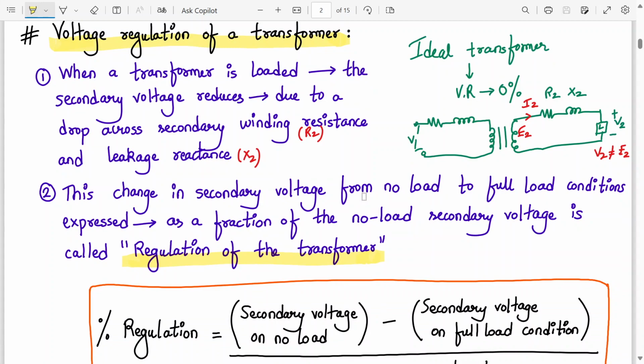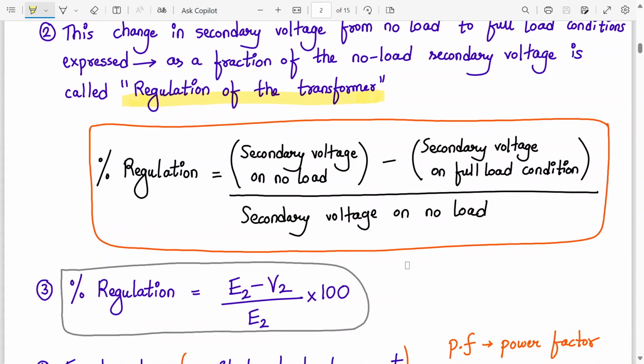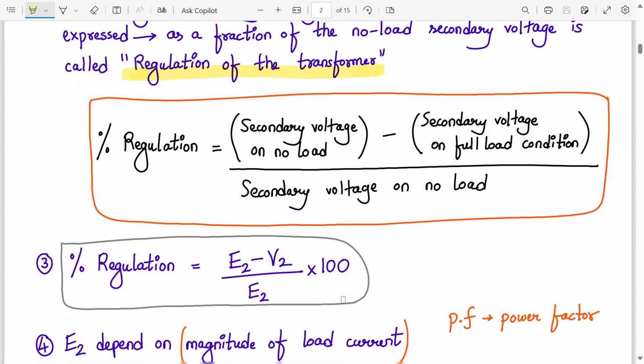This change in the secondary voltage from no load to full load condition, expressed as a fraction of the no load secondary voltage, is the regulation of the transformer. So write down this formula. Percentage regulation is the secondary voltage on no load minus the secondary voltage on full load, divided by the secondary voltage on no load. The secondary voltage at no load is E2, and at full load is V2. So percentage regulation is (E2 minus V2) upon E2, into 100. Understood?